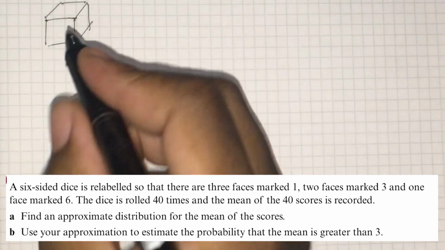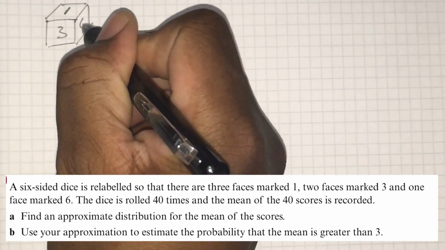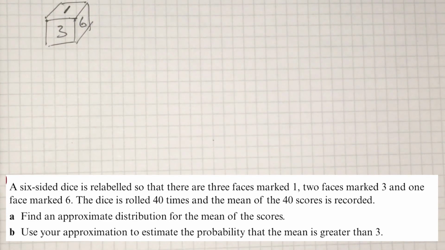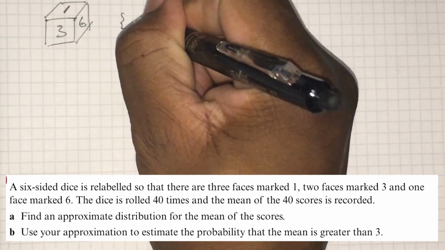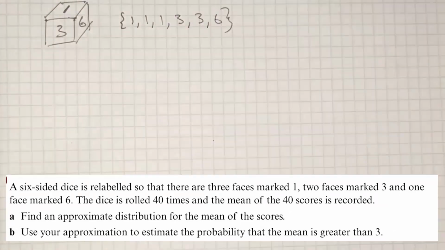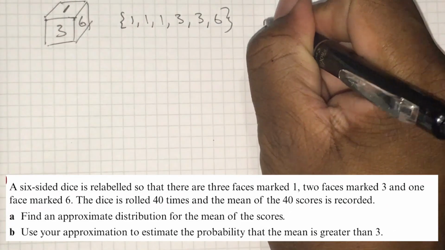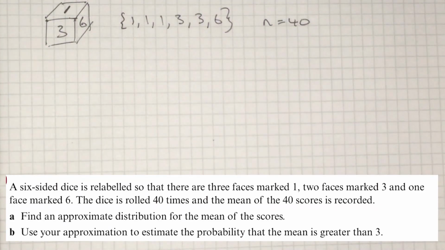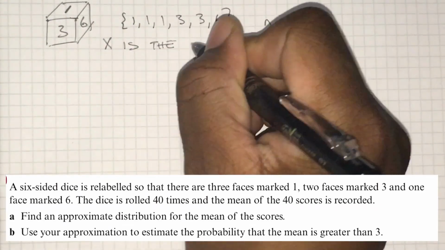So here we've been told about a dice that has its faces changed. We have 3 number 1s, 2 number 3s, and 1 number 6 on the faces of this dice. We're told that there were 40 trials. The dice was going to be rolled 40 times.